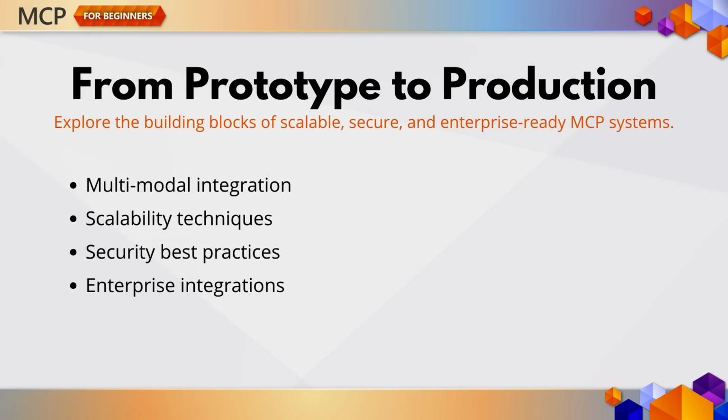This chapter is all about making your MCP projects production grade. We'll explore multimodal integration, scalability techniques, security best practices, and how to integrate with enterprise systems like Azure and Microsoft AI Foundry. Each of these areas helps MCP move from simple prototypes to serious infrastructure, especially important for modern AI applications that operate at scale.